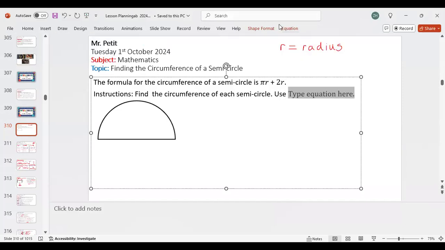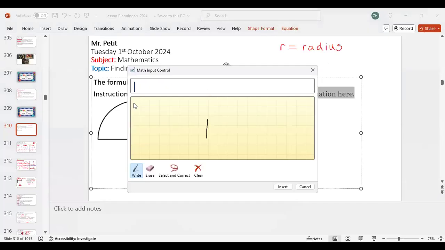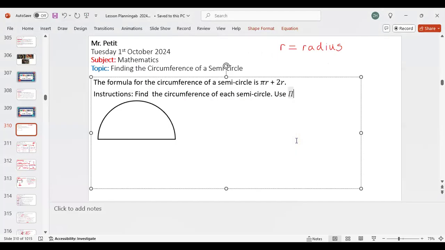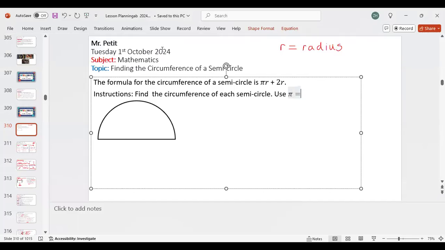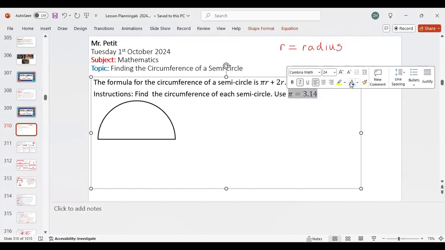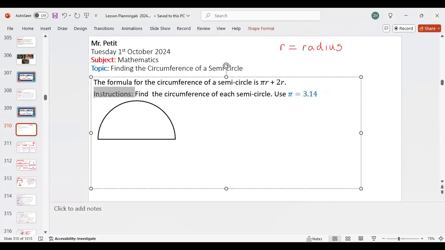Now, pi is not always going to be used as 3.14 in your exam. They could say pi is 3, or they could say pi is 3.142, or they could say pi is 22/7. But whatever they say you have to use, in our case, we're going to use pi as 3.14. That is common to do. So we know that pi is 3.14.